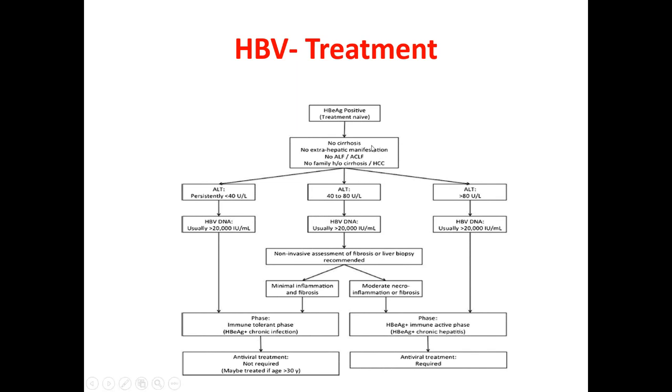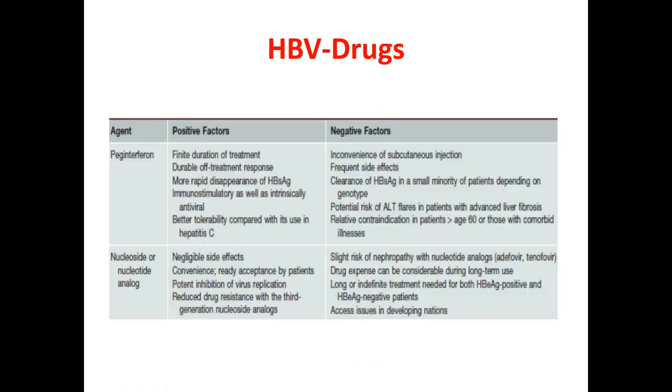So in order to look for, suppose somebody has got a cirrhosis, he will need a treatment. Somebody has got decompensated cirrhosis, he will need a treatment. A person with chronic hepatitis B who has evidence of liver injury, that is ALT more than 2 times, DNA more than 5 logs, or fibrosis on the biopsy, or inflammation in the biopsy, these are the persons who need a therapy. So how do you treat the patient with HBV?